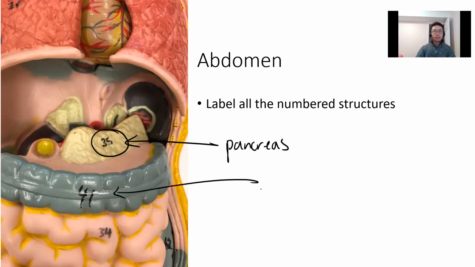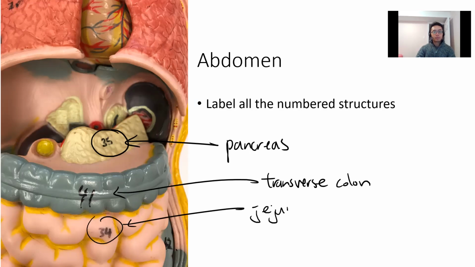41 is the transverse colon. 34, that's the jejunum. Okay, 42, it's in the picture, but it's hard to see, I guess. That is the descending colon.